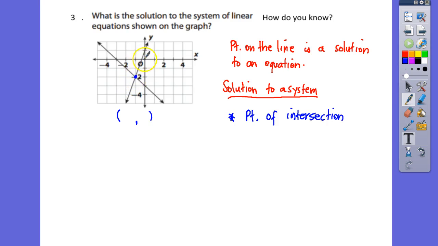So this one is from the origin, you're going to go 1 to the left, so that's -1. And then you're going to go down 2, so that's -2. So the solution to this system is -1, -2, because that is where the two lines cross.